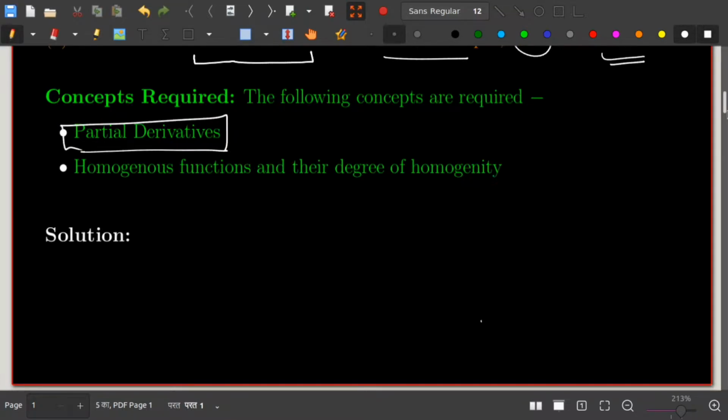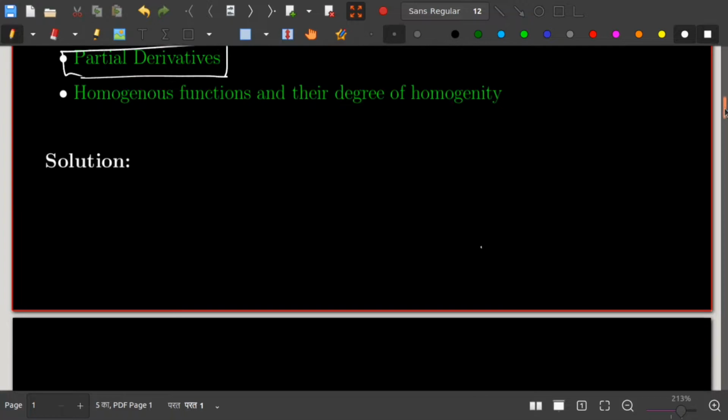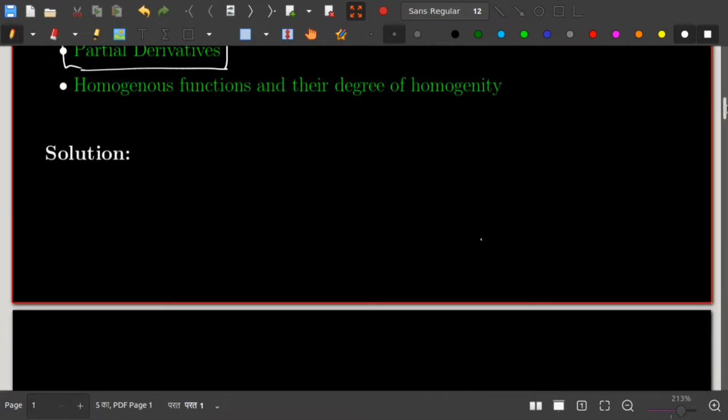Also, if you look at the options given, the very first option here indicates something about what is called the homogeneous function and the degree of homogeneity of a function. Okay, so I'll be going in brief to define a homogeneous function and the degree of homogeneity, and then I'll also solve this particular question.